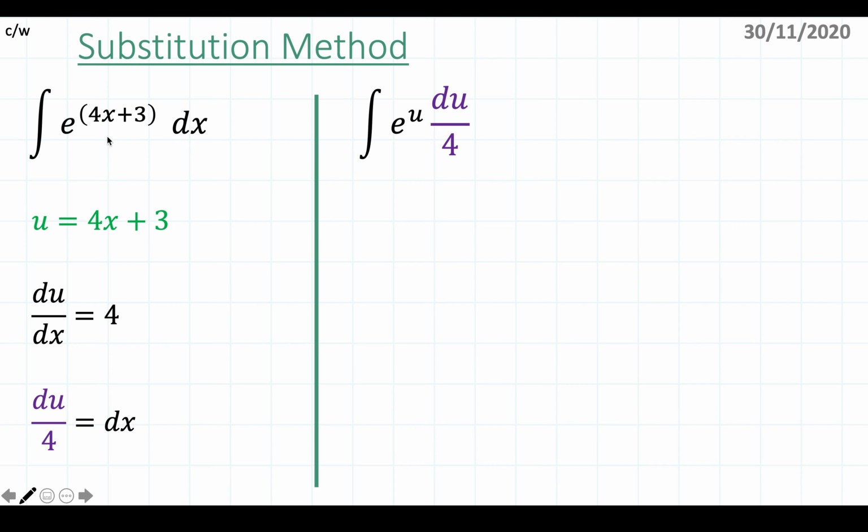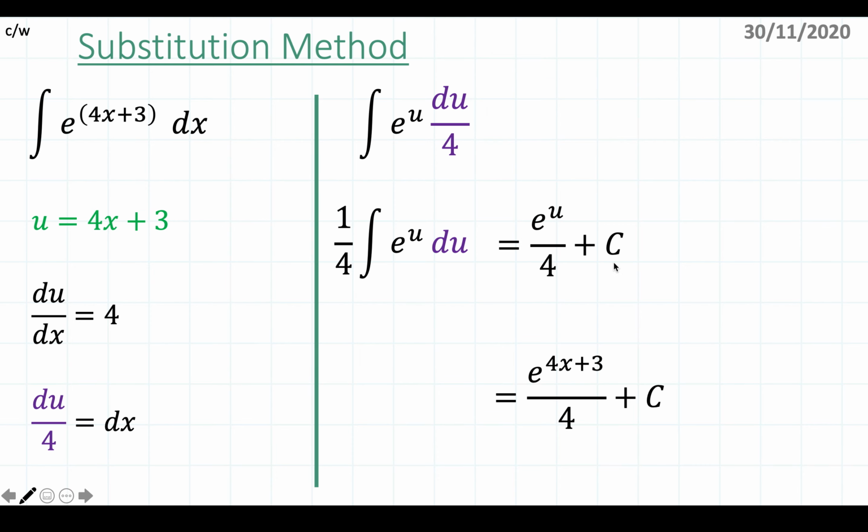It's going to now be e to the power of u, and then instead of dx, it's going to be du over 4. Move the 1 over 4 to the front, and then you have e to the power of u, and then du. And I'm going to integrate it, and the integral of e to the power of u is just e to the power of u. And then we just put the substitution back, and that's what you get.